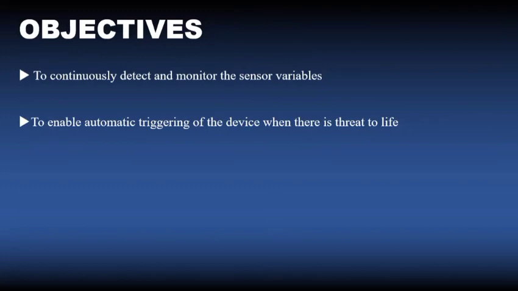Second objective is to enable automatic triggering of the device when there is threat to life. There will be continuous detection in pulse rate. If the data from sensors exceed the threshold value, immediately the system is triggered automatically. It is used to enable automatic triggering of the device when there is threat to life.